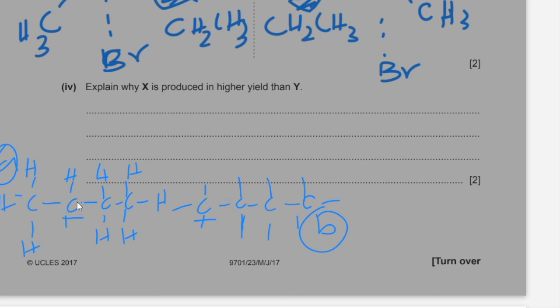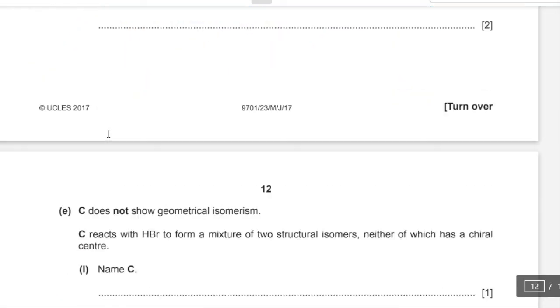Therefore, the carbon, which has greater number of alkyl groups bonded to it, is more stable, has a lower activation energy to form product, and therefore it forms product in greater yield.